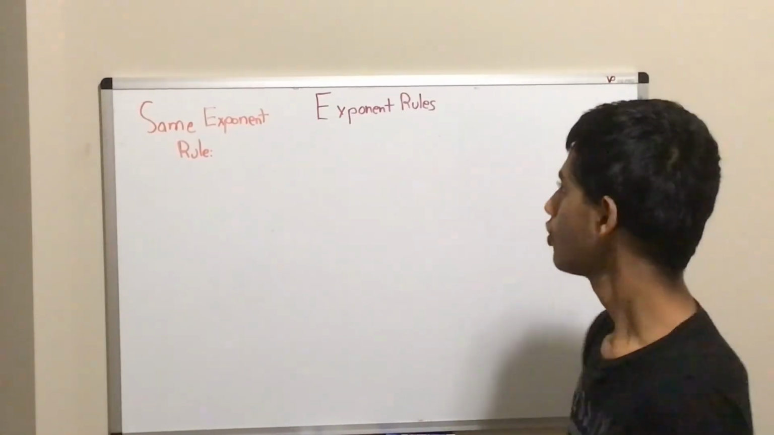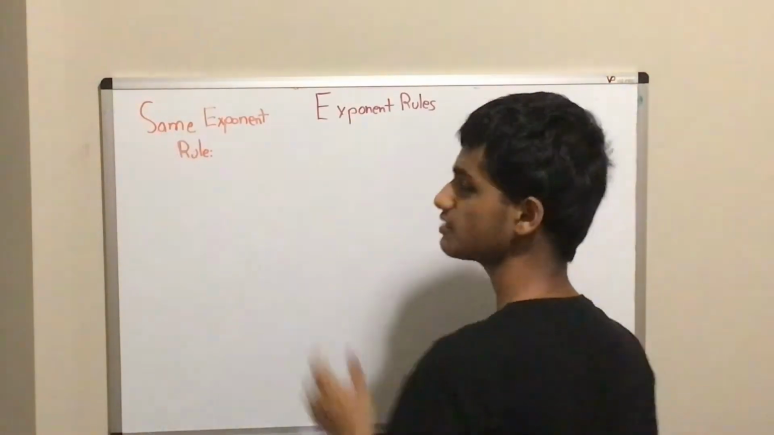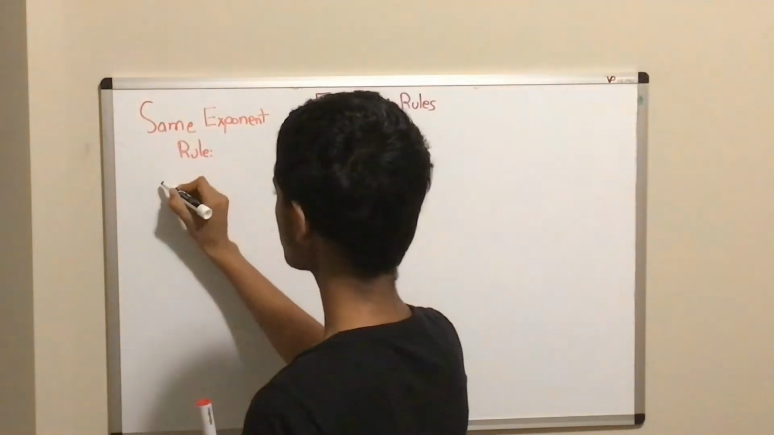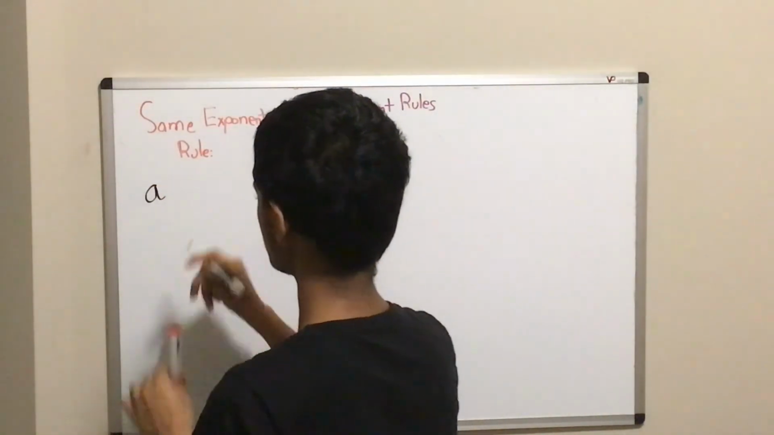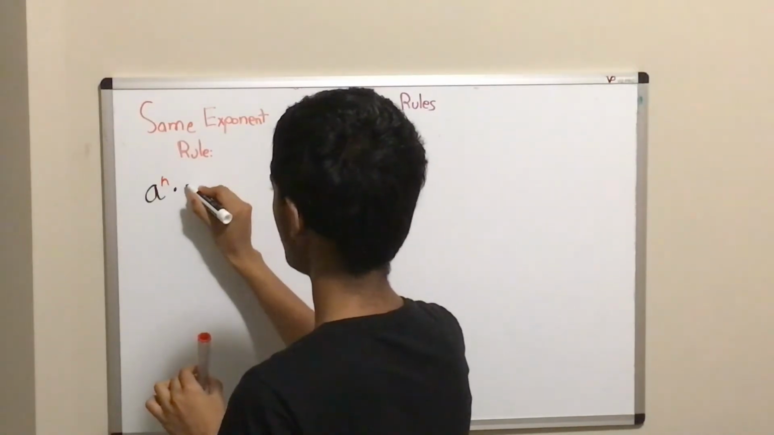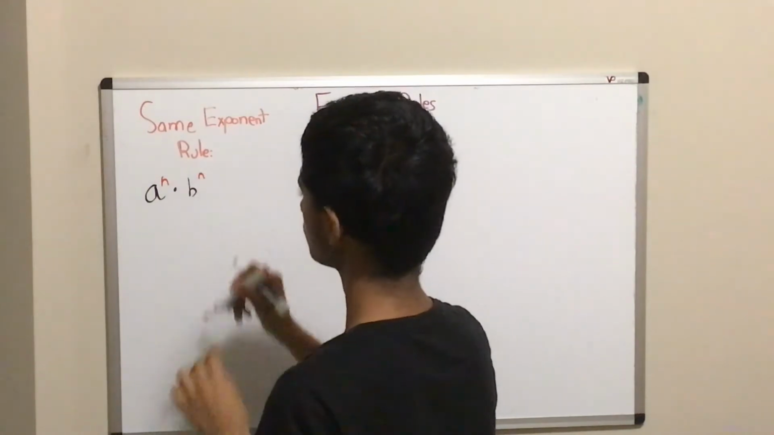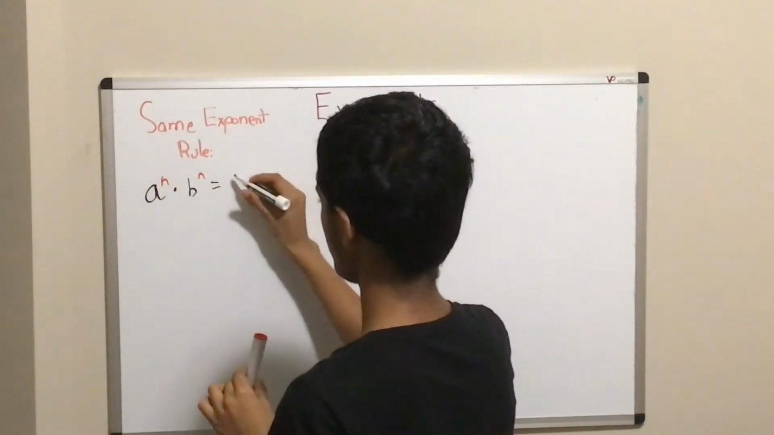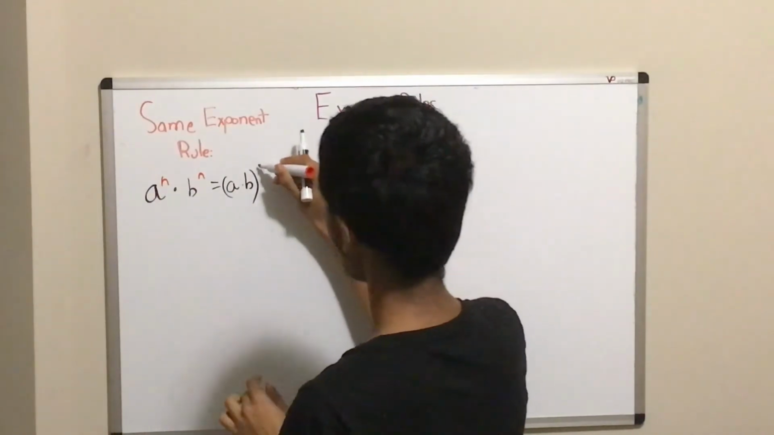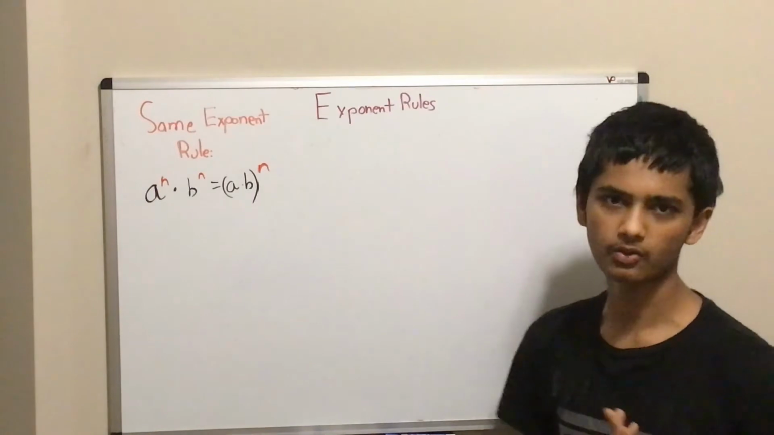In this video, we'll talk about the exponent rules again, and what we'll talk about is the same exponent rule, which basically states that any number a to the power of n times this different number b to the same exponent n is going to be the same thing as a times b all to the power of n. So now let's see why exactly that works.